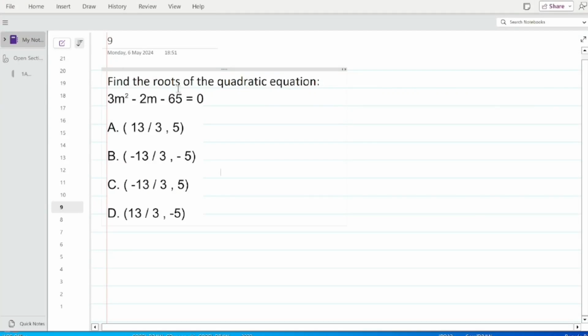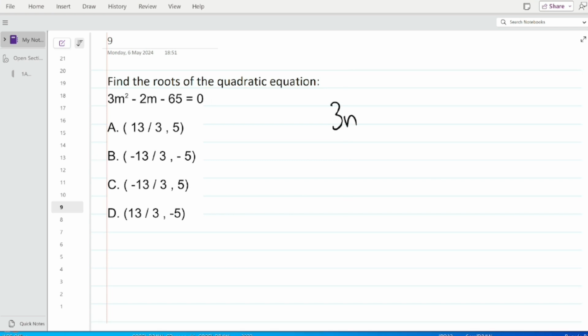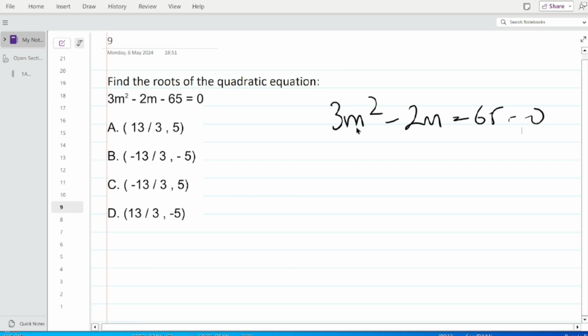Question 9 says find the root of the quadratic equation 3m squared minus 2m minus 65 equals 0. So we have 3m squared minus 2m minus 65 equals 0. And we know when the coefficient of m squared is not 1, you have to multiply the coefficient, the number in front of m squared, by the constant, which is minus 65, before we can solve further.